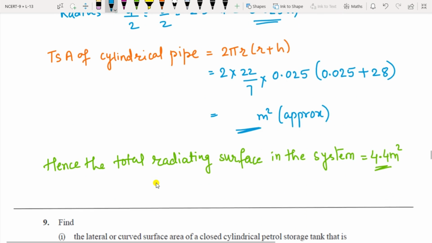So the total surface area of the cylindrical pipe is 2πr(r + h). This is the formula we are applying. Substitute the values of r and h here and π as 22/7. So approximately here we are getting 4.4. It is 4.3 something, so it is approximately 4.4. Hence the total radiating surface in the system is 4.4 meters square.